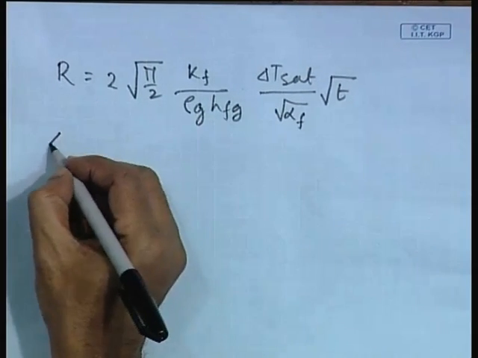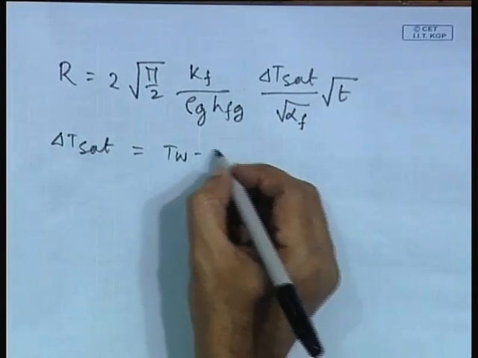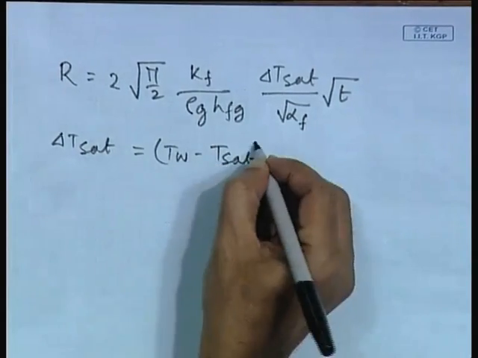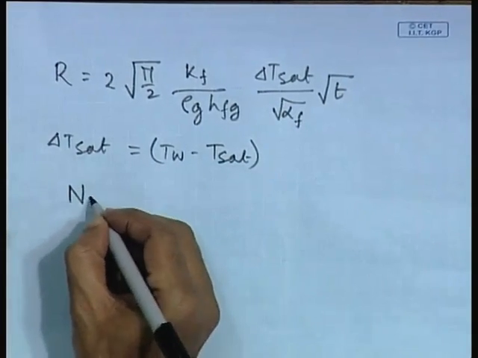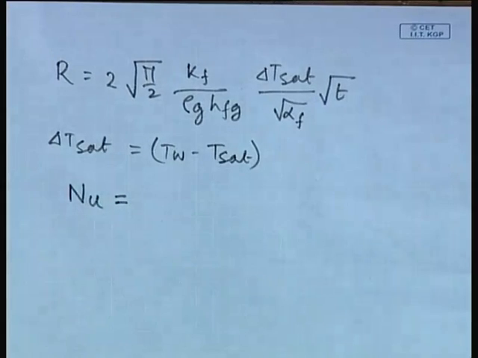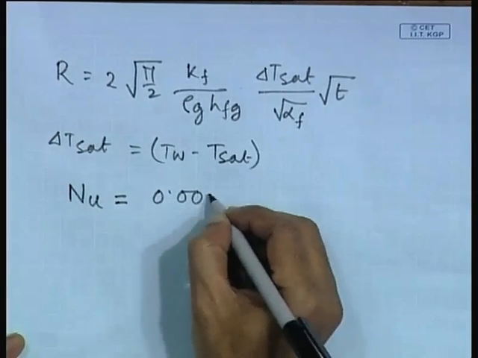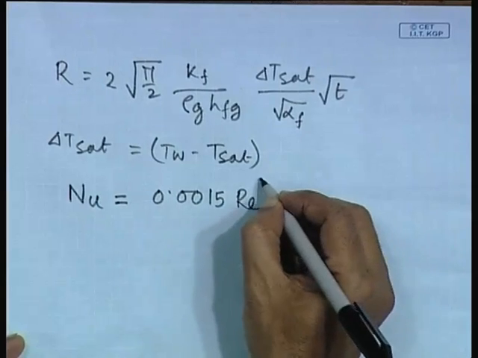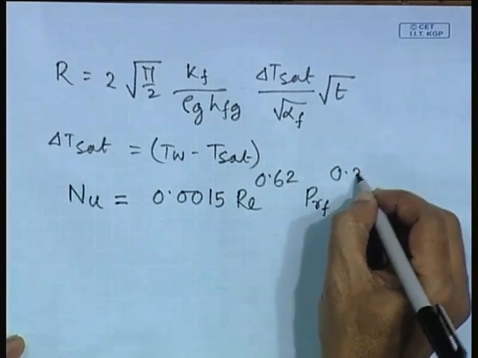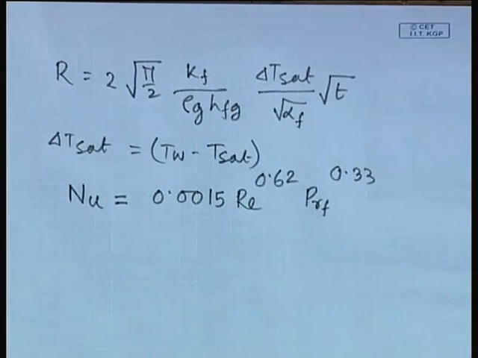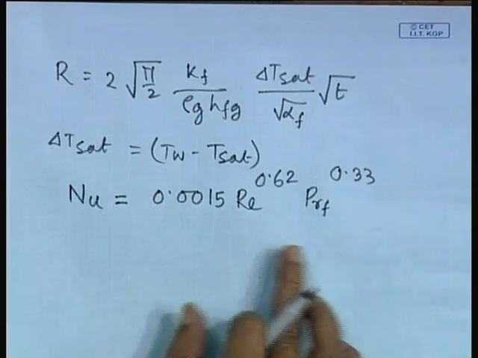Now, delta T sat again is given by T w minus T saturation. Once we have got it, let us go back to our generic convection equation. In a convection equation, Nusselt number is given by 0.0015 Re to the power 0.62 Pr f to the power 0.33. This is your Reynolds number. Sorry, this is your relationship between Nusselt number, Reynolds number and Prandtl number.